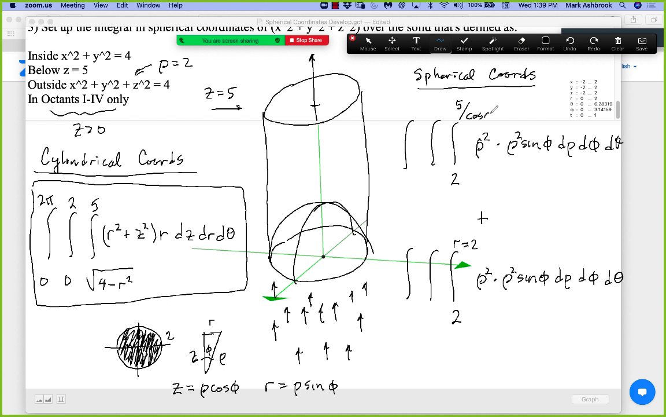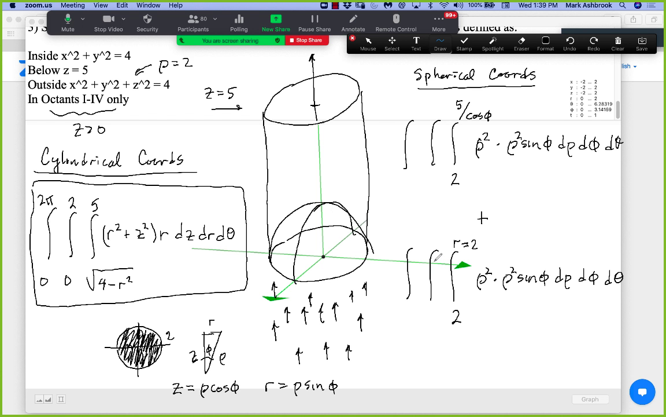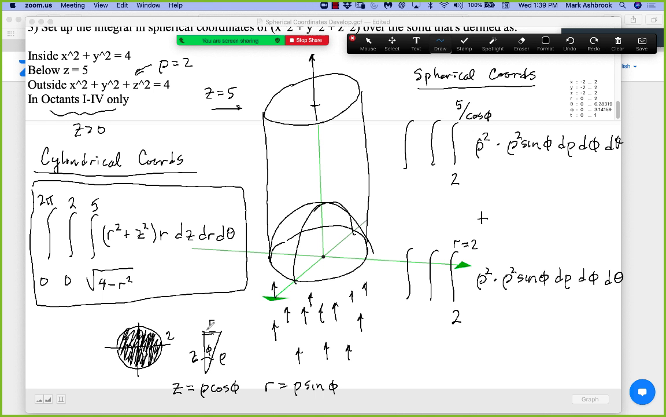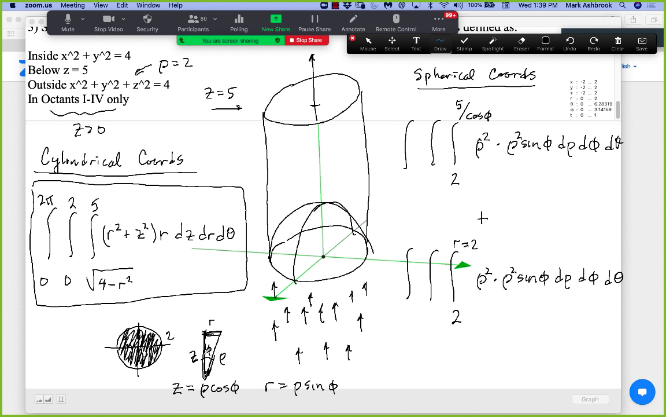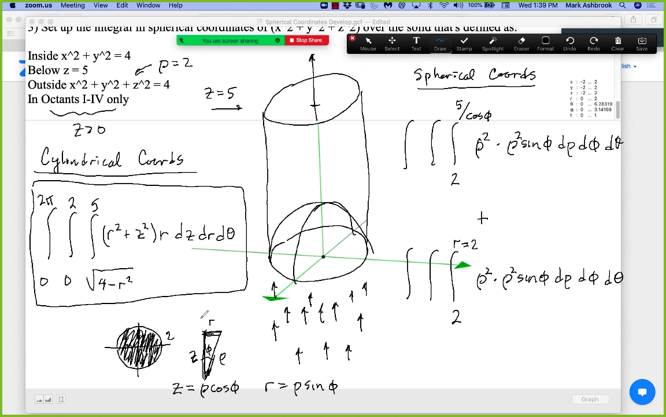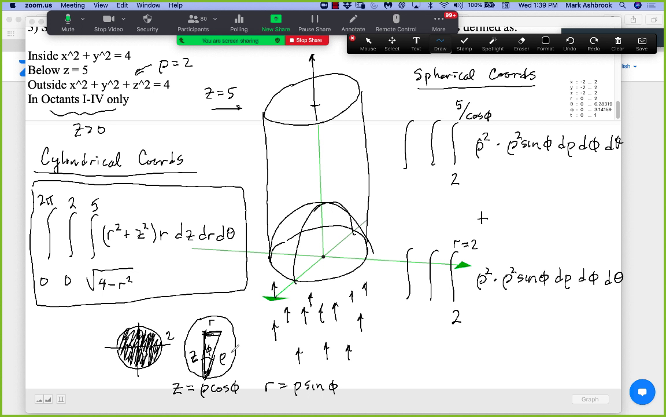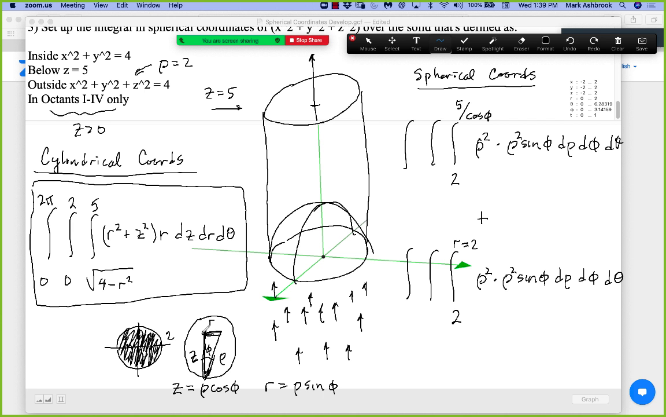How did you know to draw that triangle? That's what we did last time. We derived the relationships between all the different variables, so I'm just redoing it again. Z is distance up, r is distance out from the z-axis, rho is distance from the origin, and that angle between the rho and z is our phi angle. So this is a little bit of review. This is always true: z is always up, r is always out from the z-axis, rho is always your distance to that point, and phi is always that angle.